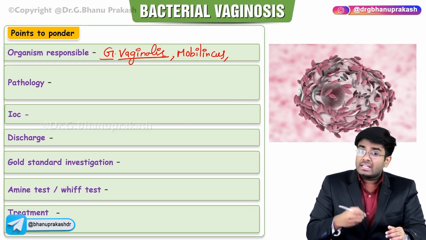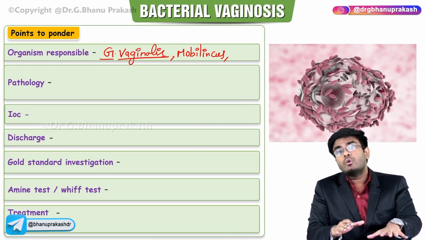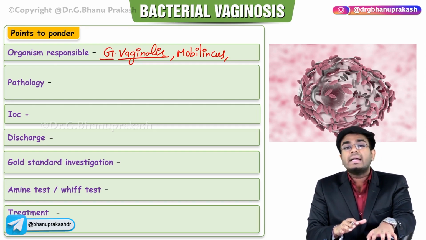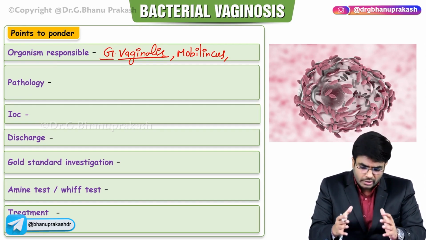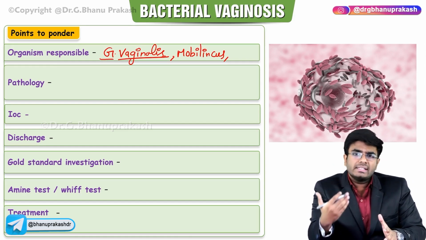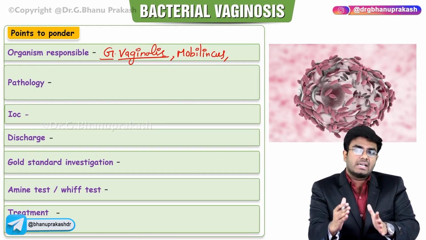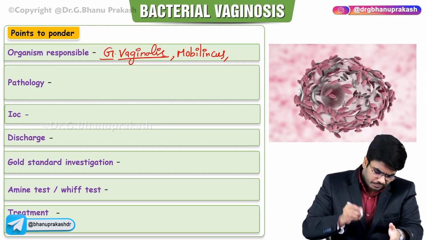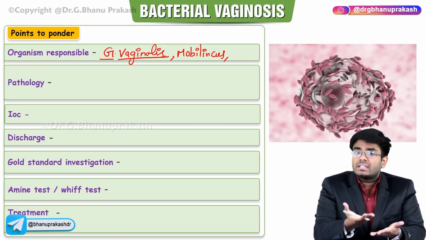Now we have seen the pathology. What's the pathology lying under this condition guys? The pathology is replacement of the good bacteria, the lactobacillus, by Gardnerella. Now, what's the investigation of choice? How can you know that the female is suffering from bacterial vaginosis? We have already discussed that she is going to present to the clinic with the chief complaint of foul smelling vaginal discharge. Now what you can do is collect the discharge, put it on a slide and see it under the microscope.